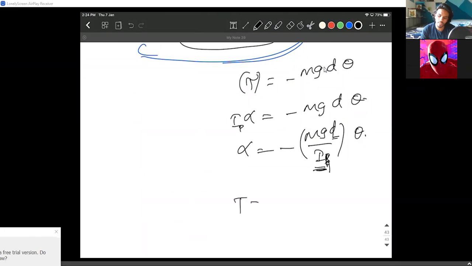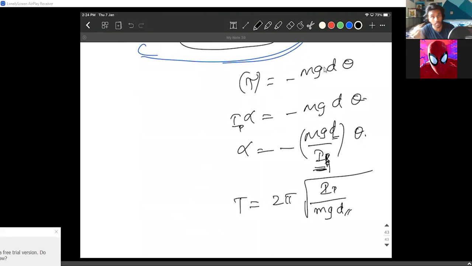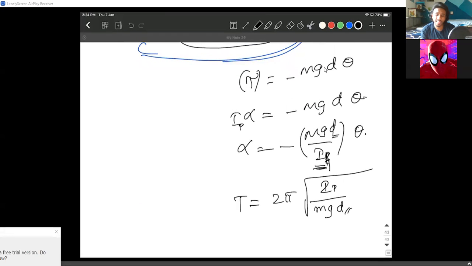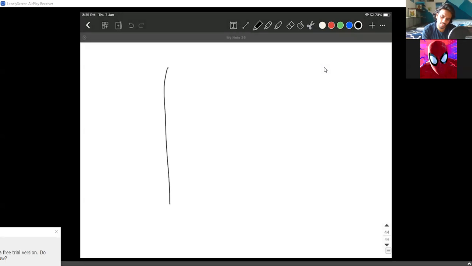So the time period will be 2 pi root over I_P by mgd, where the distance d is nothing but the distance between the point of suspension and the center of mass. Let's start with an easy question. Why don't we discuss the question that we did yesterday? Ganesh will give us the answer to check.